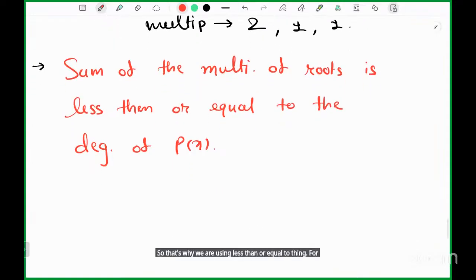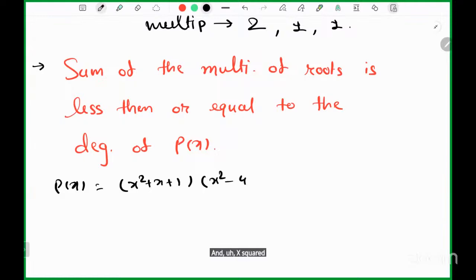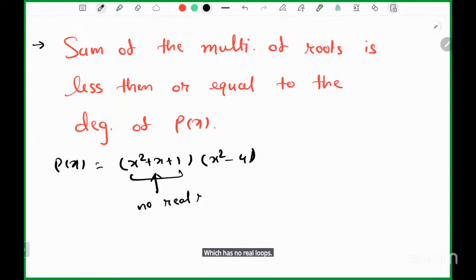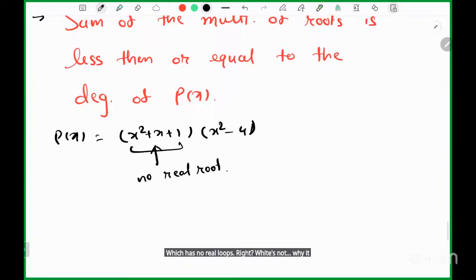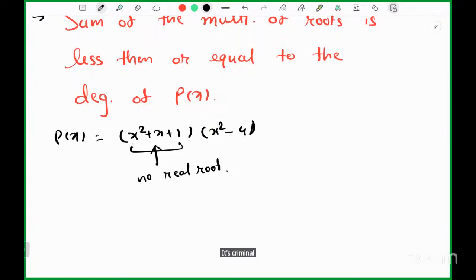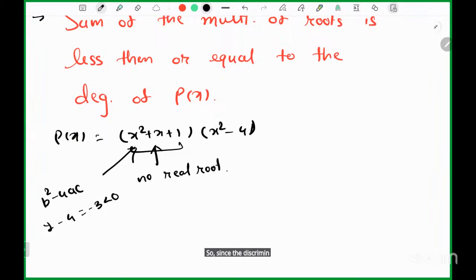Let me take one particular example. Suppose p of x is the polynomial (x square plus x plus 1) times (x square minus 4). This polynomial has only two real roots. Why does x square plus x plus 1 not have any real root? Can someone tell me? The discriminant is negative. Correct. The discriminant is b square minus 4ac, which is 1 minus 4, which is minus 3, less than 0. Since the discriminant of the quadratic is less than 0, it won't have any real root. So that factor has no real roots, and the other factor has two real roots.